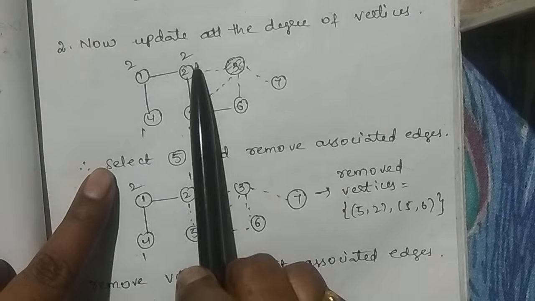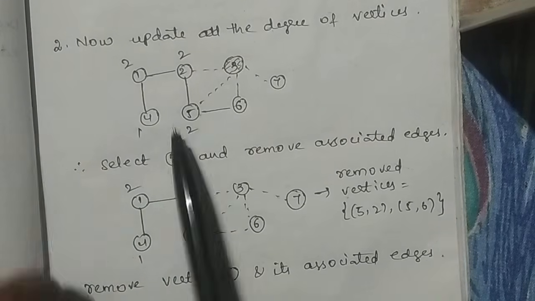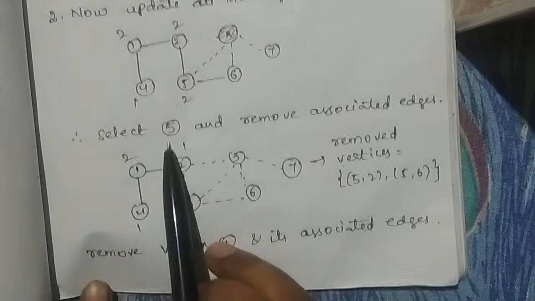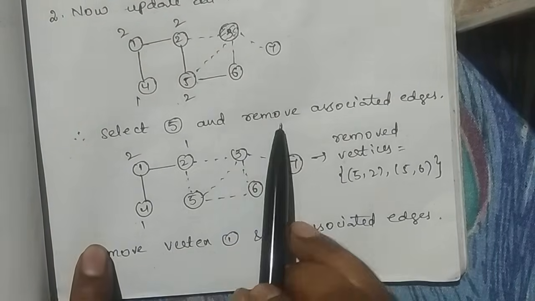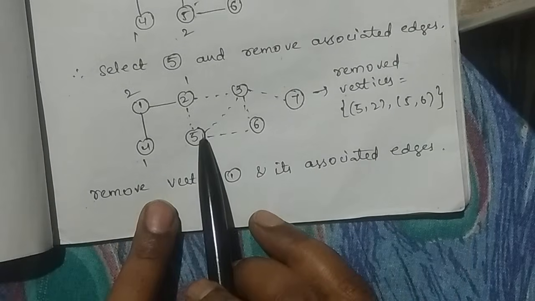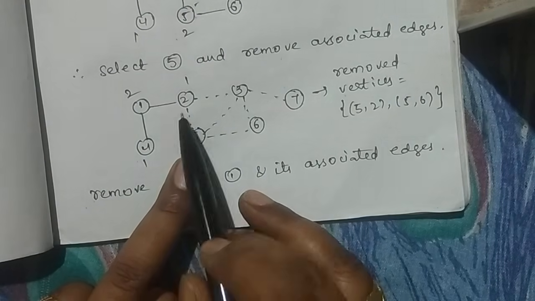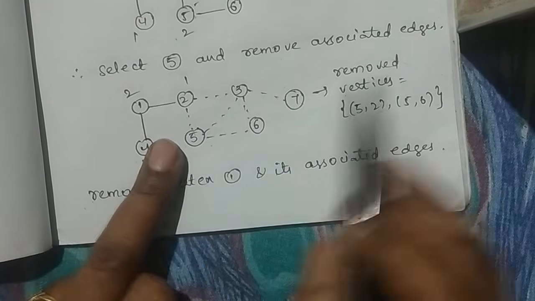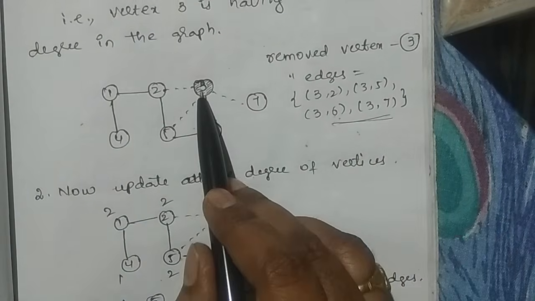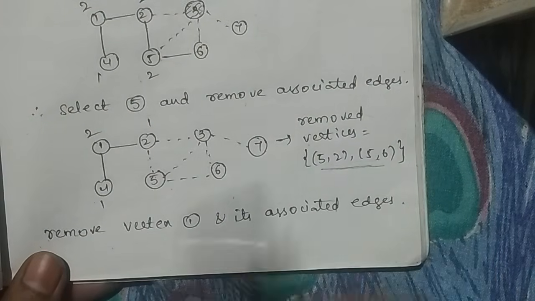Here vertices 1, 2 and 5 are having the same degree, which is maximum, that is 2. So you can remove vertex 1 or vertex 2 or vertex 5. I am selecting vertex 5 to remove its associated edges. So I am removing the edges which are connected to 5. 5 to 6 there is an edge, so this is removed, and 5 to 2. So totally I have removed 2 edges here. In the previous step I removed 4 edges which are connected to vertex 3, and in the second step I have removed 2 edges which are connected to vertex 5.